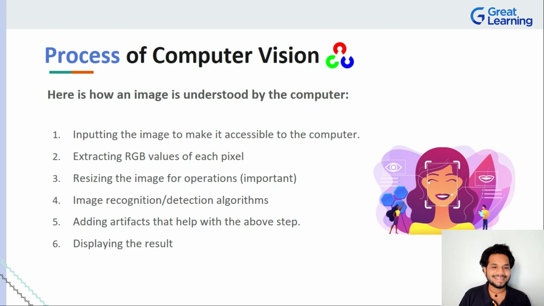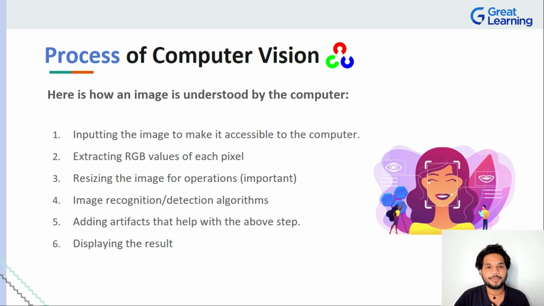Step number 1 says inputting the image to make it accessible to the computer. Of course, you will have to input the image. You might have seen a JPG image, a PNG image, a GIF, which is basically a graphical image, right? All these various types of images, you can find out the compatibility with respect to OpenCV. Of course, the most common files that we use are JPG and PNG, right? So when you're inputting your file to the computer, you're going to have a file with this extension. You're going to send it and make sure your computer understands this.